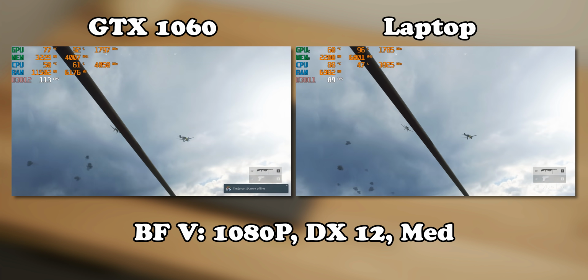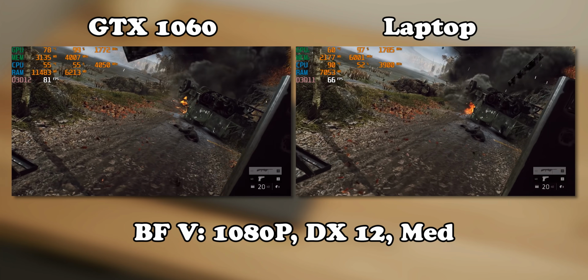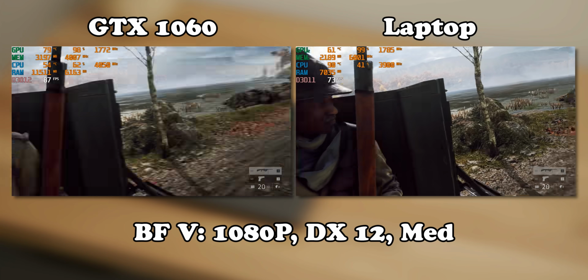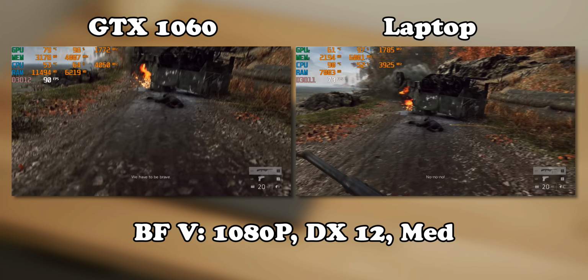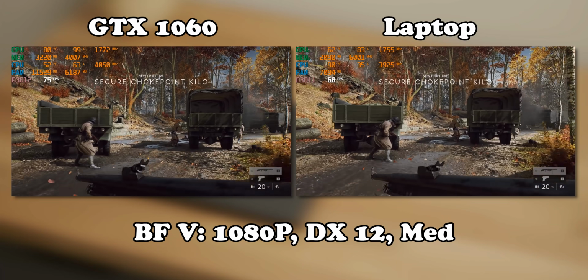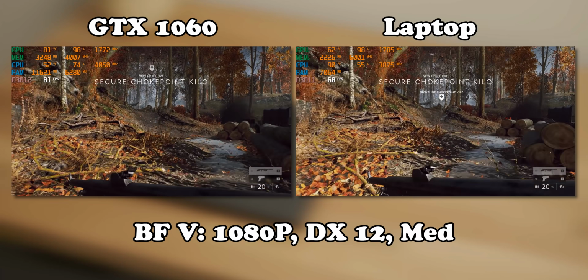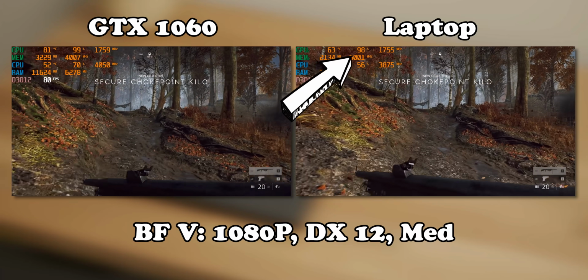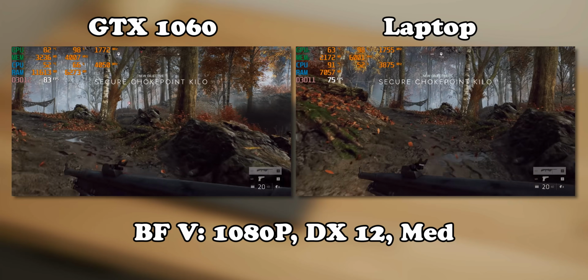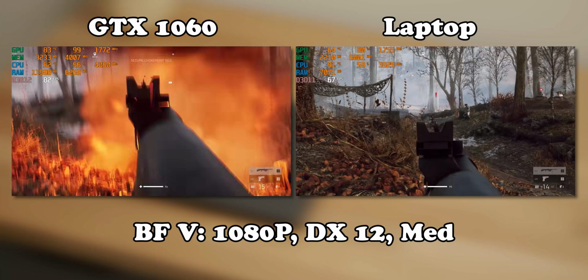Let's start off this comparison with Battlefield 5 running at 1080p medium settings, where you can see that the 1060 is definitely doing a better job. Now, part of this could be due to the fact that Battlefield 5 does like to punish smaller RAM capacities, but the GTX 1650 in the laptop is pegged at 98% utilization during the test, so I'm not sure how much of a difference more RAM would make. That's something that we'll test later on in the video.